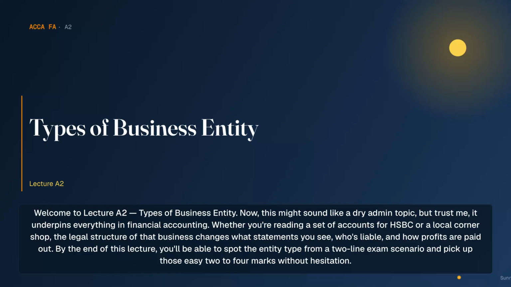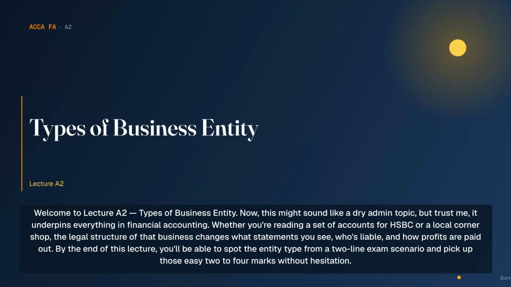Welcome to Lecture A2, Types of Business Entity. Now, this might sound like a dry admin topic, but trust me, it underpins everything in financial accounting. Whether you're reading a set of accounts for HSBC or a local corner shop, the legal structure of that business changes what statements you see, who's liable, and how profits are paid out.